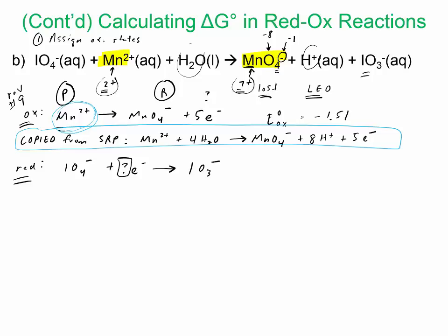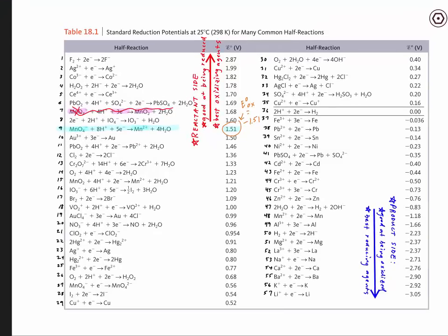Okay, so that's my full half reaction. Okay, let's check my other reaction. So I need to look for this and this. Okay, so that one's going to be, okay, so we need to find IO4 minus ions.